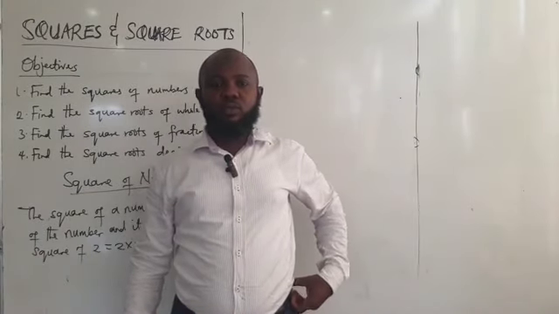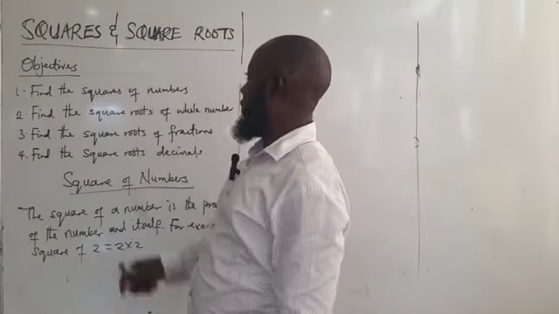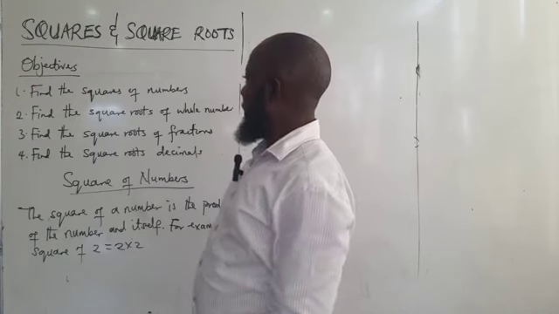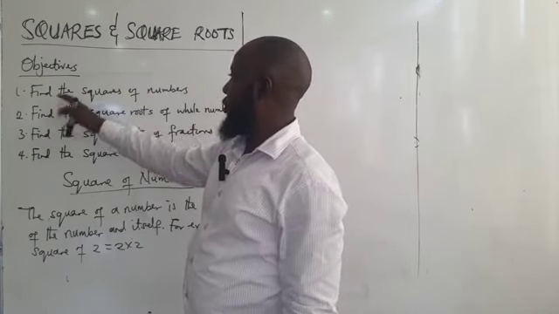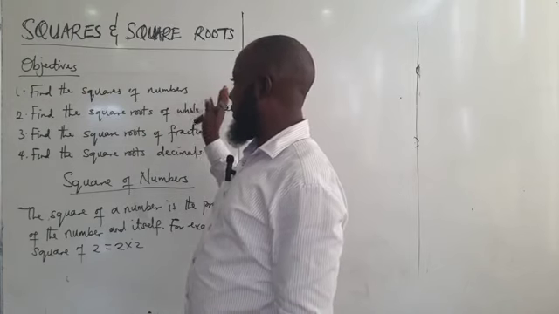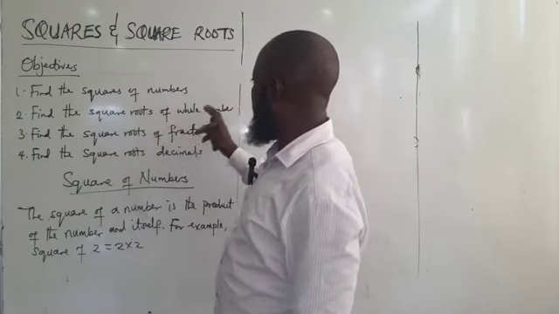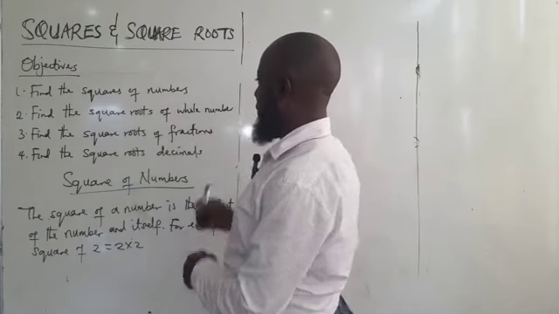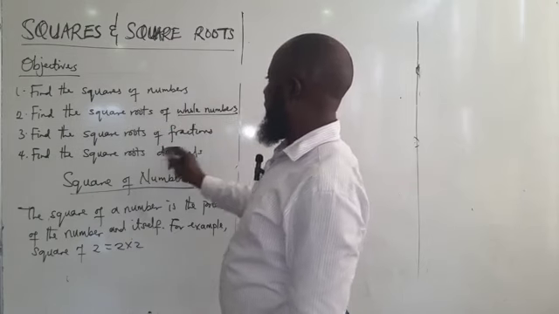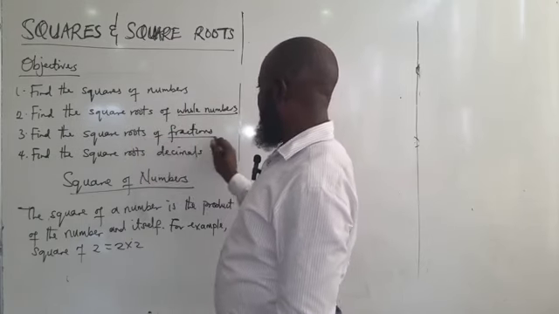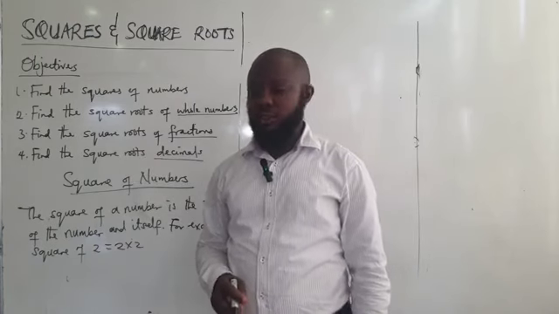In this class, we want to look at another topic, and that is squares and square roots of numbers. We'll be looking at the following objectives. The first one is to find the squares of numbers, and the second is to find the square roots of numbers. The third is the square roots of whole numbers, fractions, and decimals. That's what we want to look at in this video.